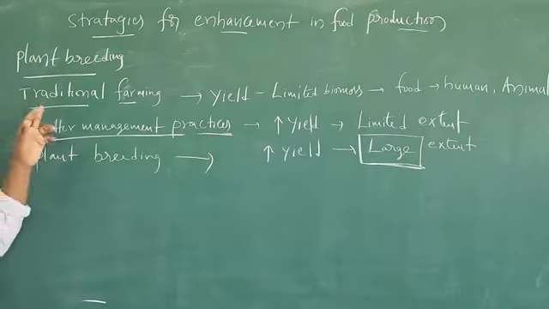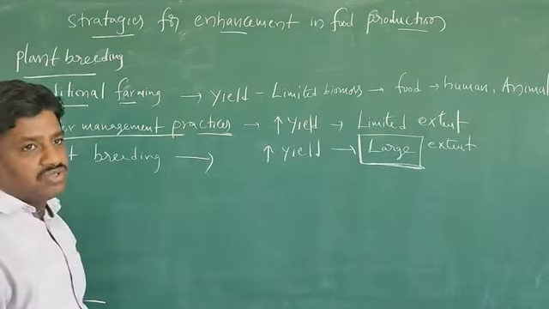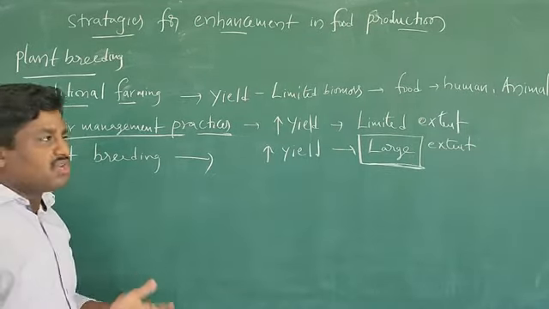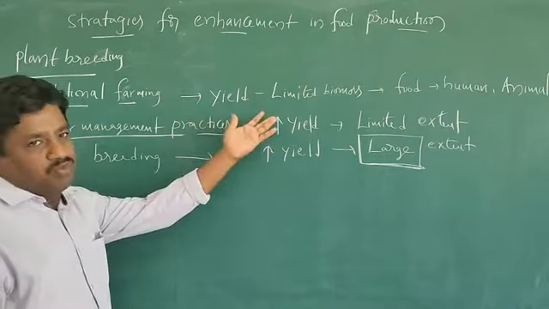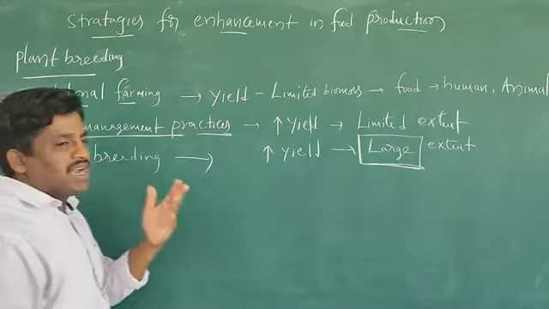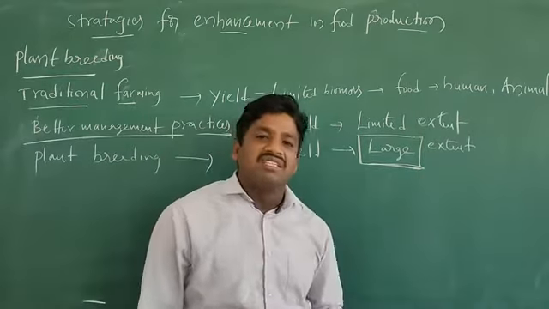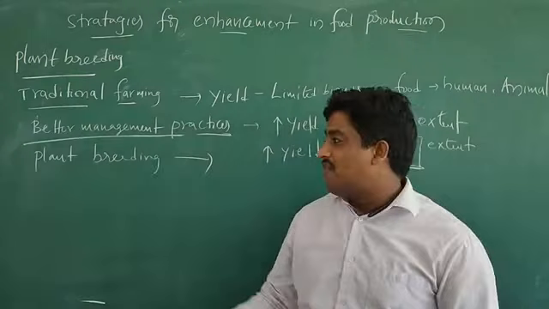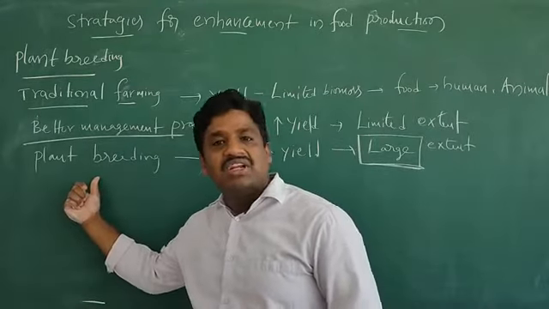First of all, traditional farming methods were introduced, meaning the general methods, so that only limited biomass productivity can be produced. After that, better management practices are used. They increase the yield, but to a limited extent only, not much. After that, plant breeding techniques are introduced.